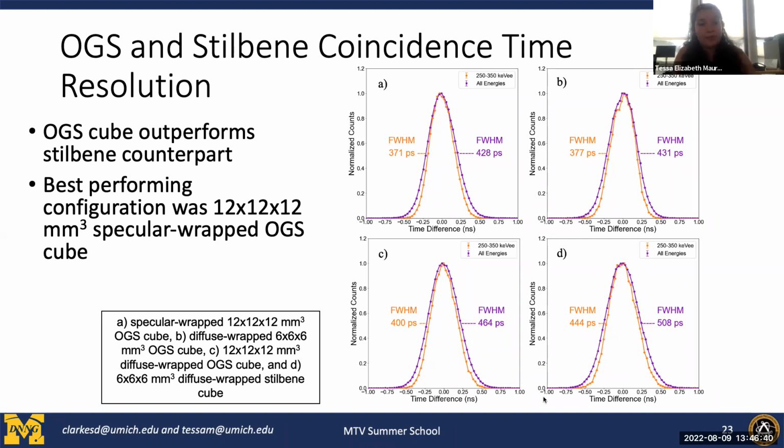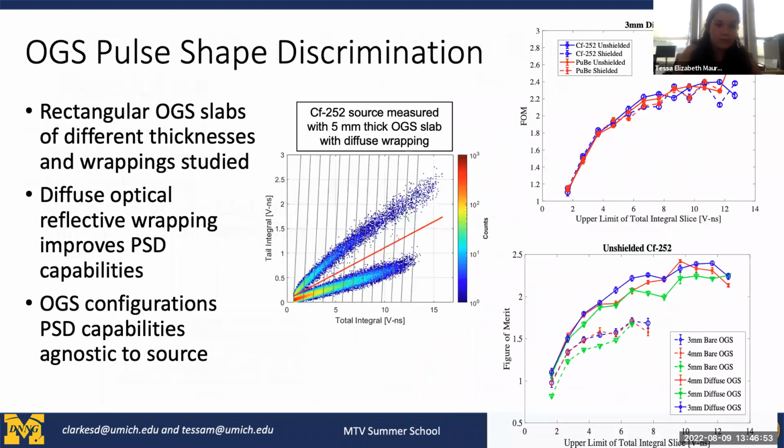Because we see not only energy resolution being better, but also coincidence time resolution, this really makes the OGS that much more interesting to investigate. We also looked at OGS pulse shape discrimination capabilities. Unlike the other 2 slides, which focused on cubes, these looked at a slightly different geometry: rectangular slabs, I believe 12.7 millimeters by 25.4 millimeters. The thicknesses of the slabs that we tested were 3, 4, and 5 millimeters.